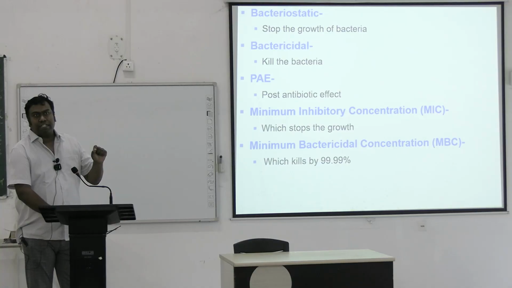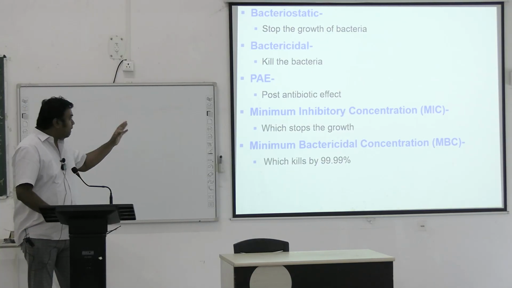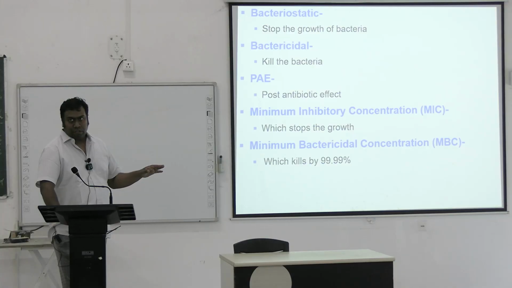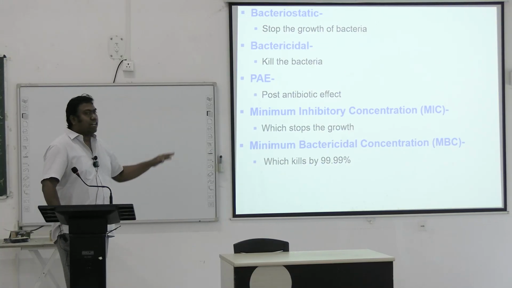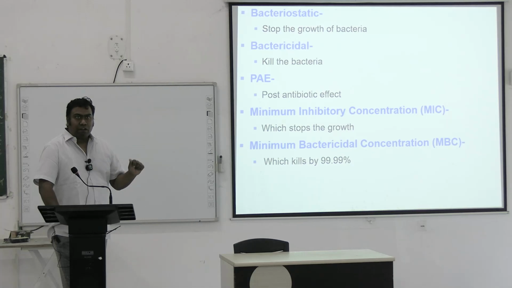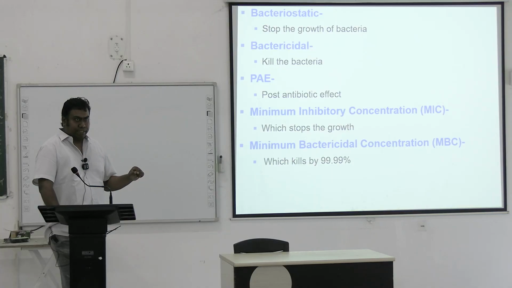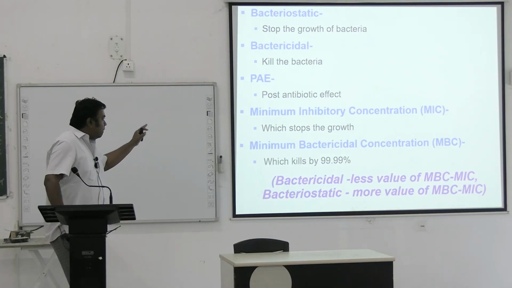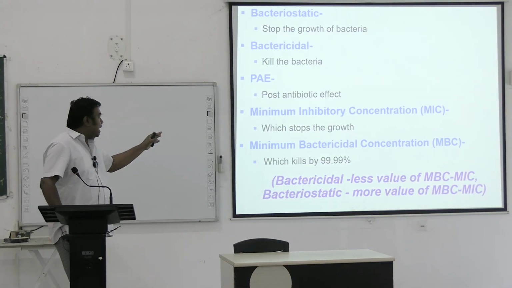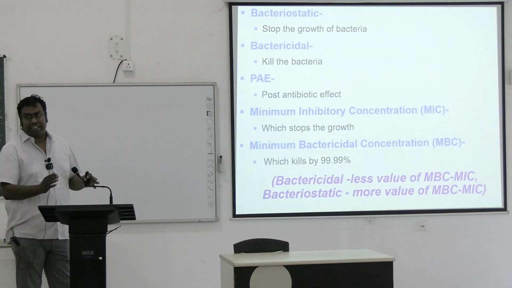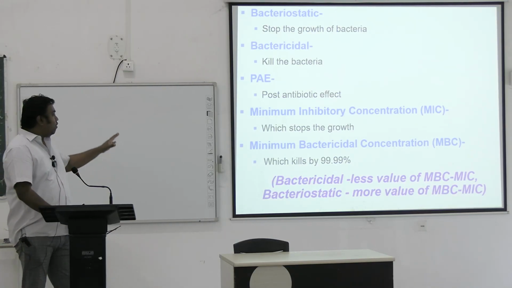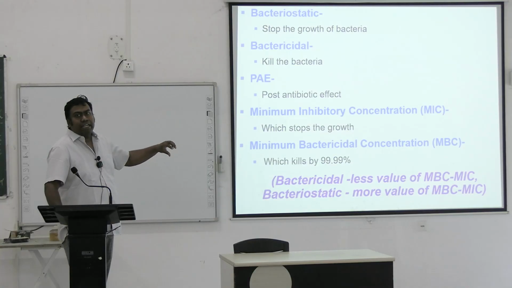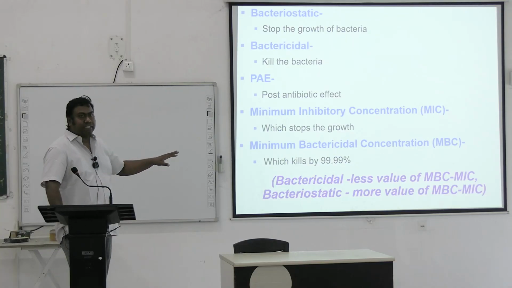It is the minimum concentration of the drug that can inhibit the growth, whereas minimal bactericidal concentration is the minimal concentration which kills the bacteria up to 99.9%. So why is it important? For a bactericidal agent, the minimal bactericidal concentration minus the minimal inhibitory concentration is small, whereas for a bacteriostatic agent, the difference is much larger. So what is a bactericidal and what is a bacteriostatic agent?